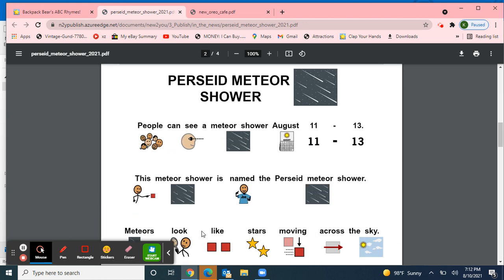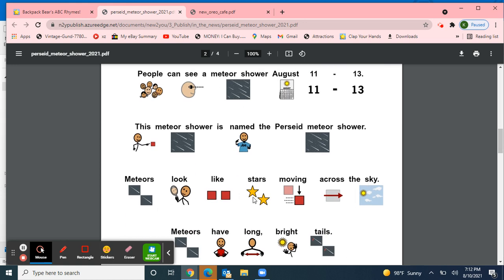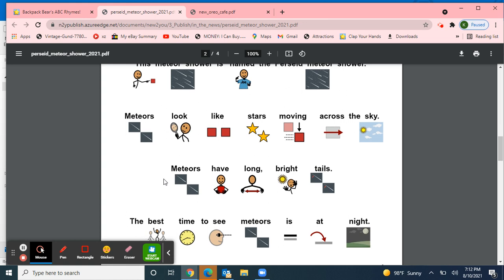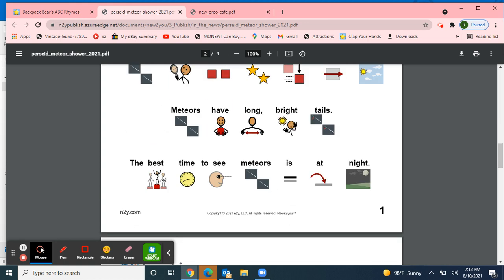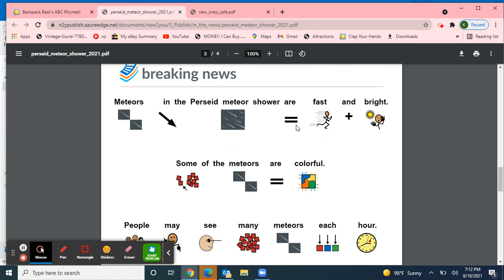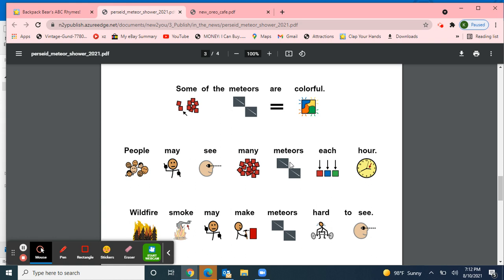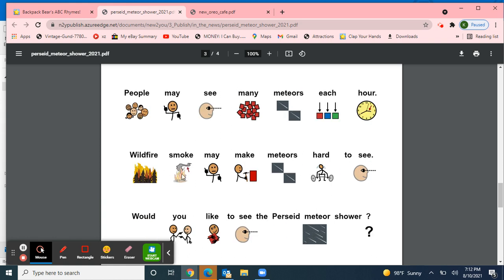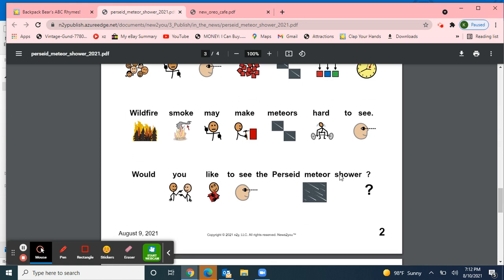Here we have the same article, this time pictures with the words Perseid meteor shower. People can see a meteor shower August 11th through the 13th. The meteor shower is named the Perseid meteor shower. Meteors look like stars moving across the sky. Meteors have long, bright tails. The best time to see meteors is at night. Meteors in the Perseid meteor shower are fast and bright. Some of the meteors are colorful. People may see many meteors each hour. Wildfire smoke may make meteors hard to see. Would you like to see the Perseid meteor shower?